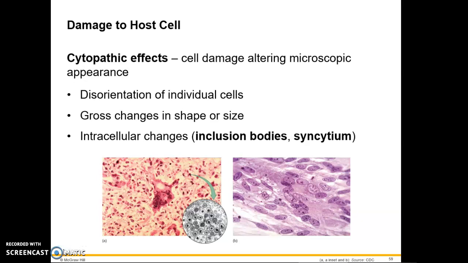And those things might be inclusion bodies or syncytium. Inclusion bodies would be something like a compacted mass of viruses or damaged cell organelles in the nucleus or cytoplasm of the host cell. And then the syncytium would be if you have a single cell or cytoplasmic mass that has multiple nuclei, which happens when you have cell damage that causes the fusion of cells.